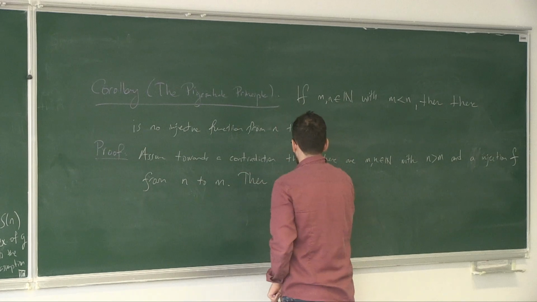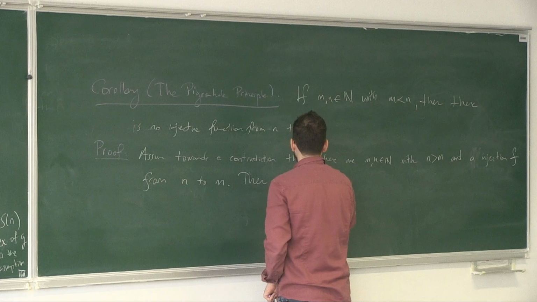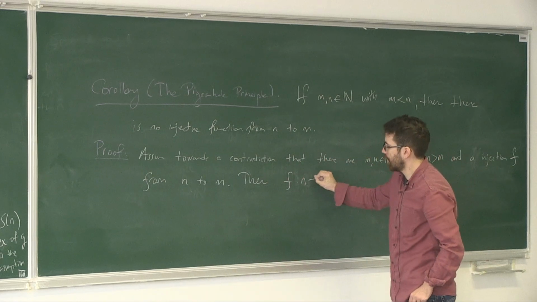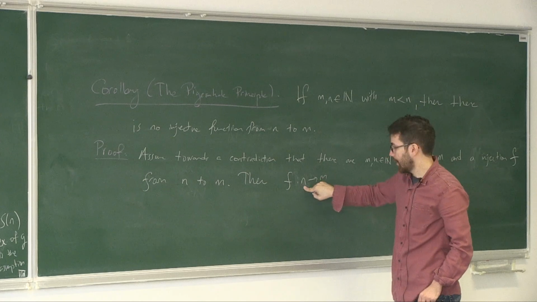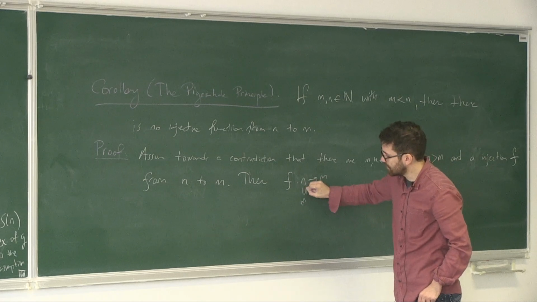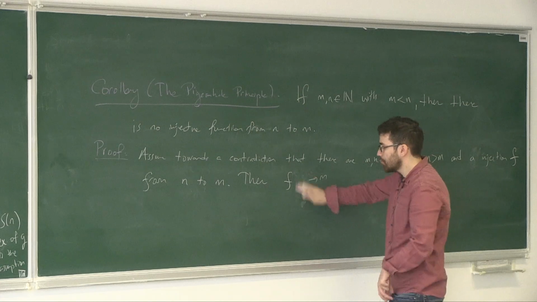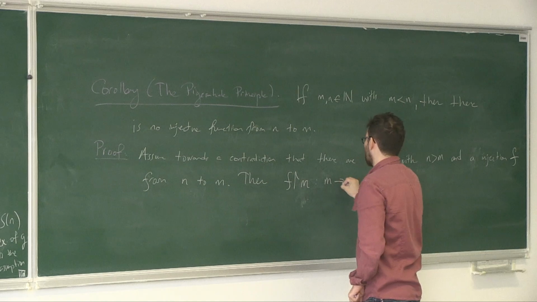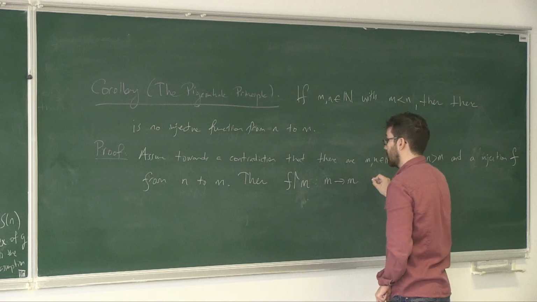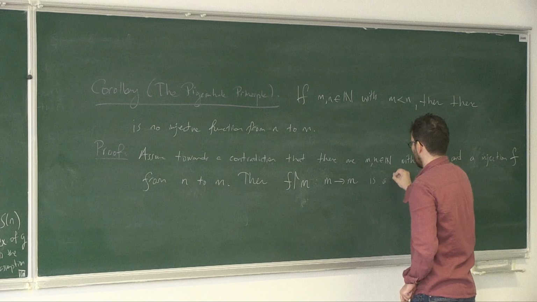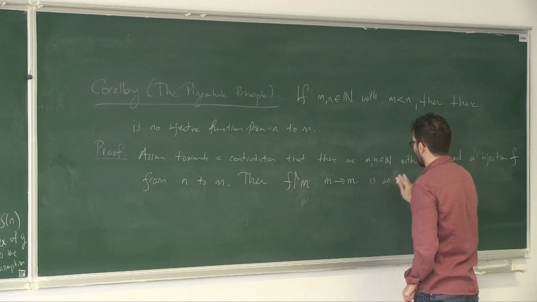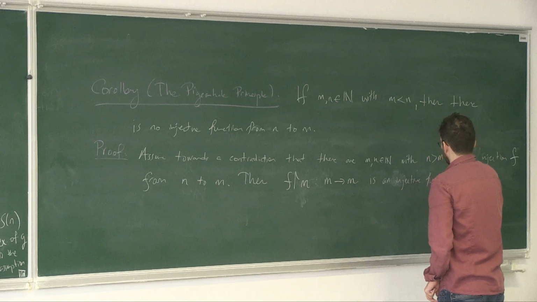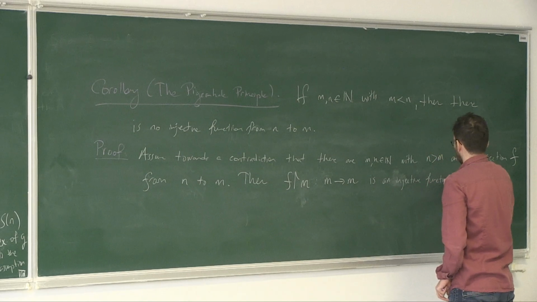Then, if you restrict your function to m, you see f is a function from n to m. This is bigger than m, meaning that m is a subset of this guy. So I can restrict this function to m. And now this is a function from m to m, an injective function. This is an injective function which is not surjective.